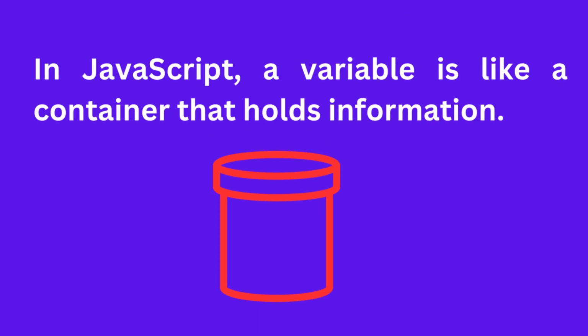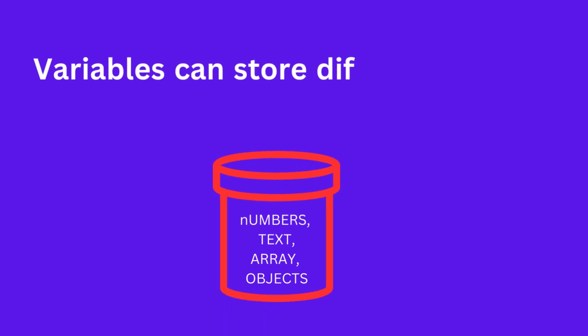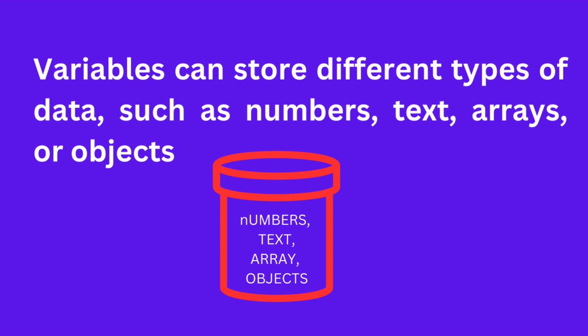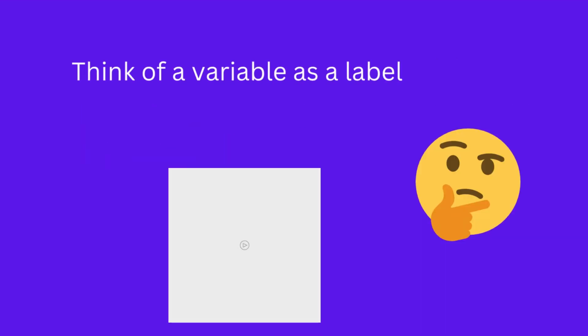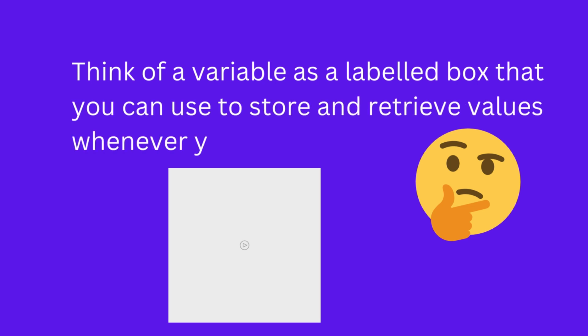A variable is like a container that holds information. It's a named placeholder for data that you can use throughout your program. Variables can store different types of data, such as numbers, text, arrays, or objects. Think of a variable as a labeled box that you can use to store and retrieve values whenever you need them.